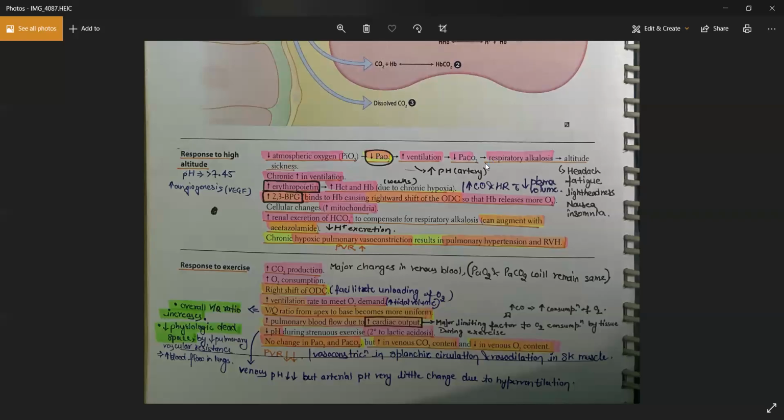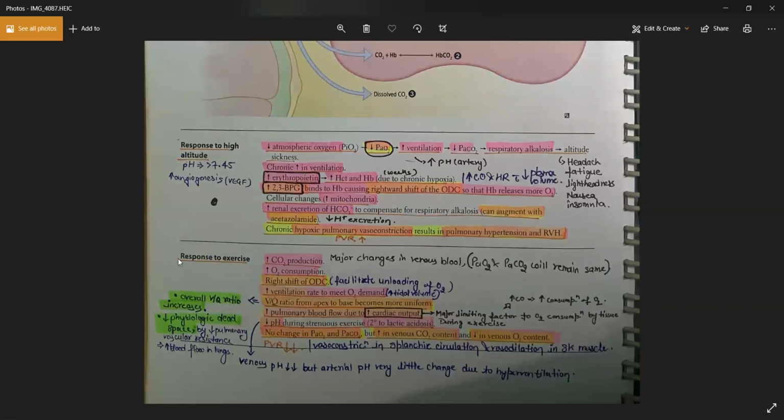See, with the acute phase, of course, we will have a left shift with the very acute, but generally you will measure it after 1 or 2 days only, right? By that time, the right shift has occurred. Any more doubt? No. So let's take a short break again and then discuss the response to exercise.